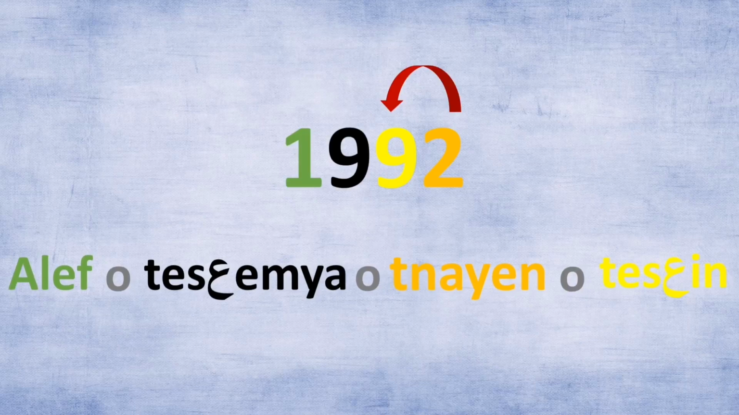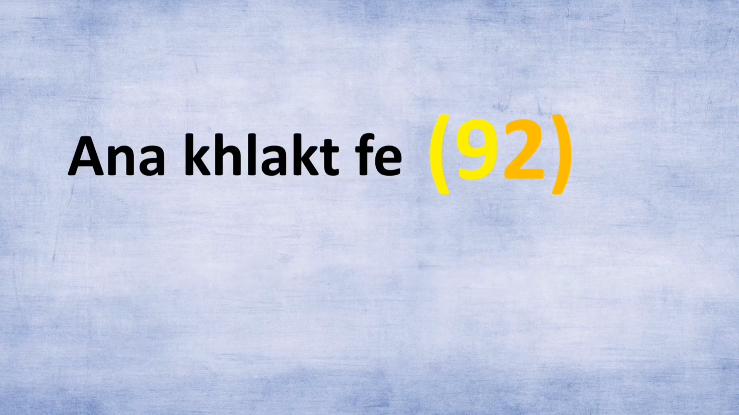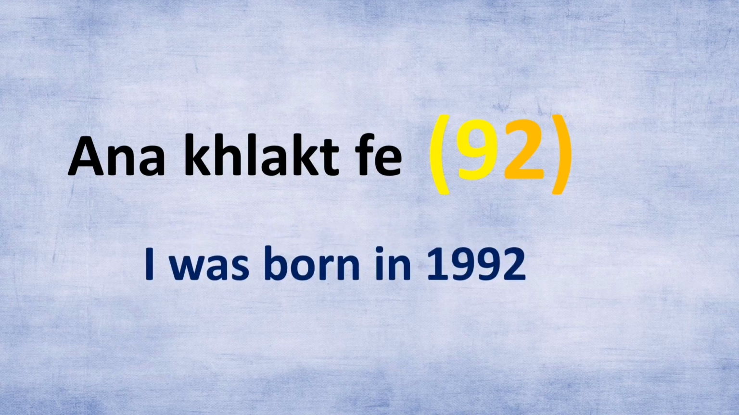So one thing to mention here is that Moroccans very often say only the last two numbers of the year. So they would only say خلقت في 92. So أنا خلقت في 92 is considered a bit informal, but a bit easier, quicker, so you can use it. It's very useful. So it would be أنا خلقت في 92, which technically means that I was born in 1992.